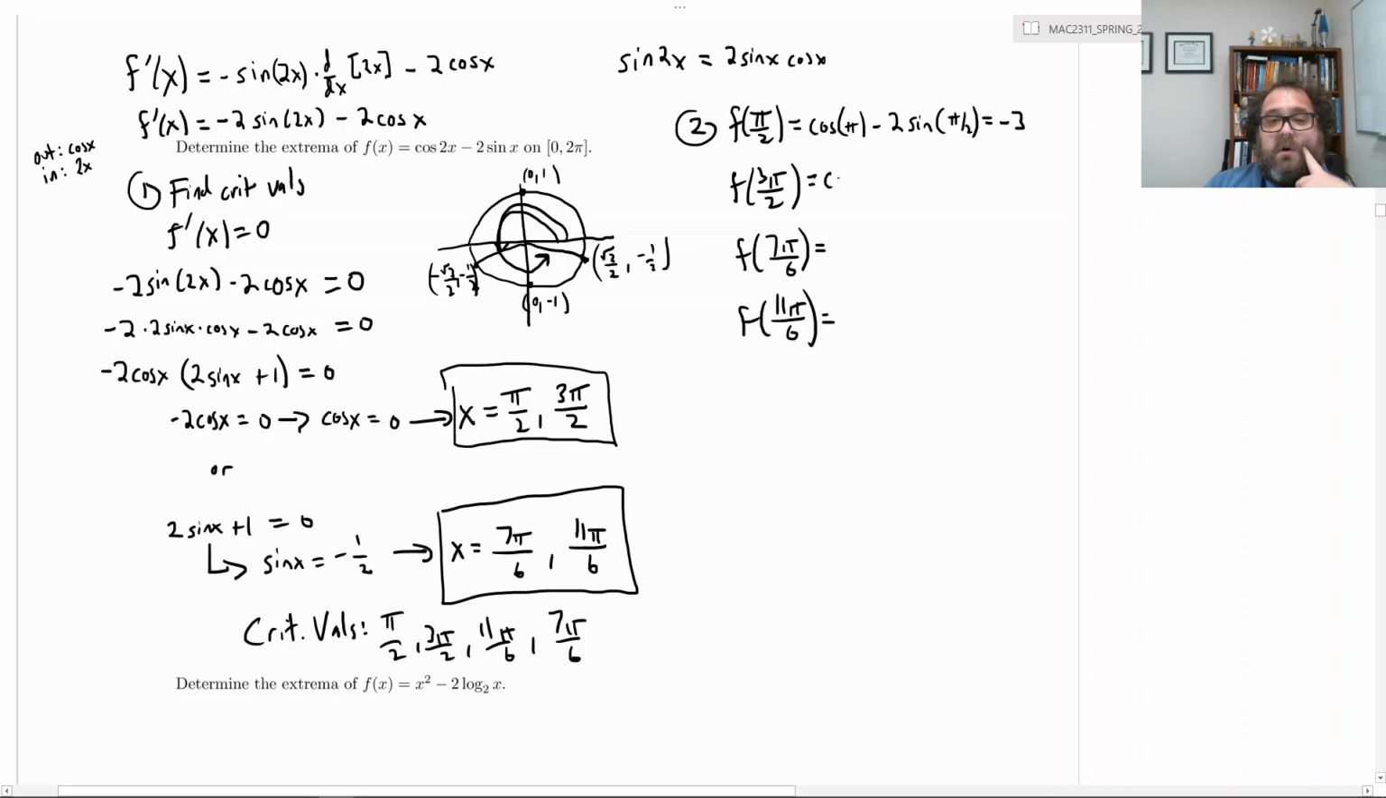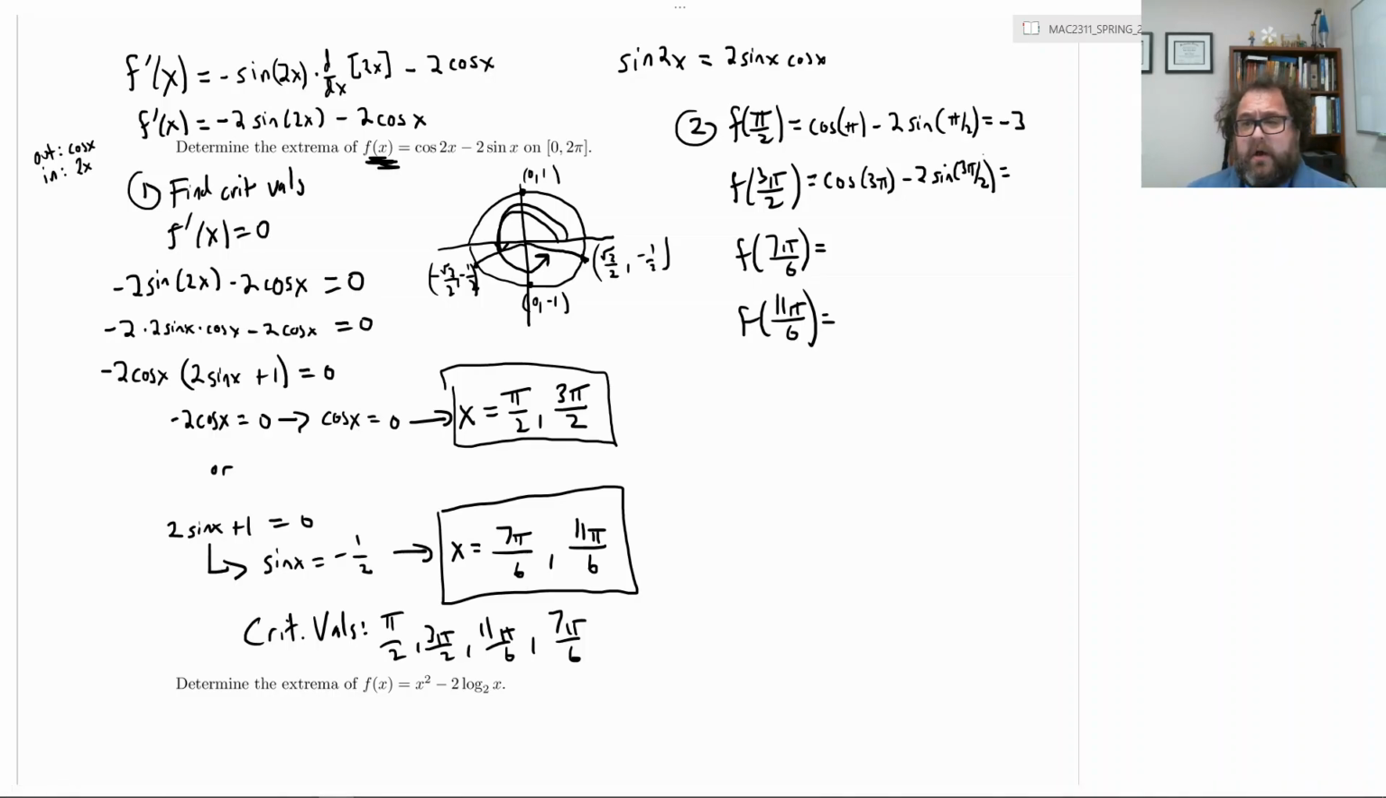So this is going to be cosine, and we're going back to the original function, f. Cosine of 2 times 3 pi over 2 gives us cosine of 3 pi, minus 2 times sine of 3 pi over 2. Okay, cosine of 3 pi, well, that's the same thing as cosine of pi. Those angles are coterminal. So that's -1.